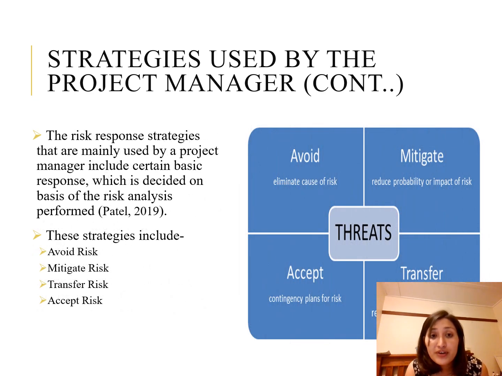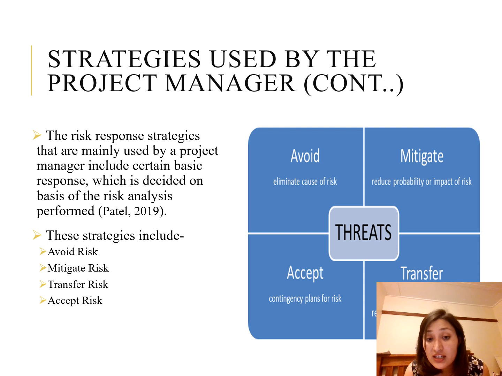There are mainly four risk management strategies that are generally used by the project manager to address the risks. These strategies include avoiding risks, mitigating the risks, transferring risks, and accepting the risks. You can see in the picture as well. First, we have to avoid the risks. We have to eliminate the cause of risks.